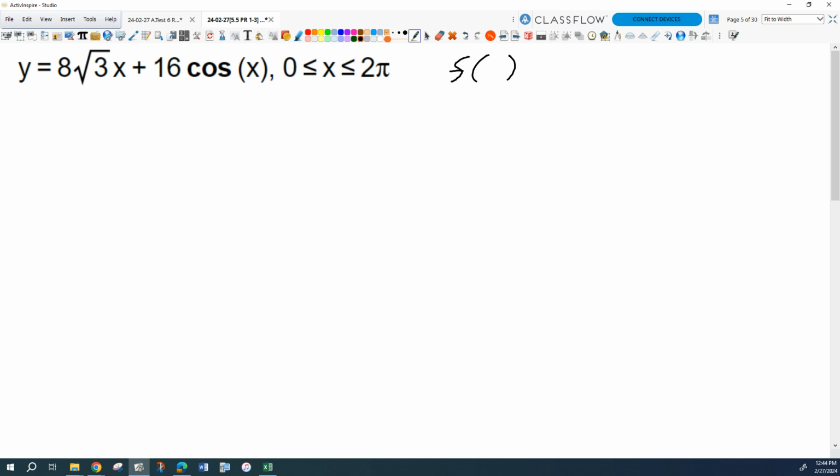F of negative x is what? Well, the first term is going to become negative 8 times the square root of 3x, isn't it? Everybody agree? Because here's my negative x. I'm going to get a negative x right there, okay? Plus 16 cosine of negative x. But think what cosine of negative x would do.